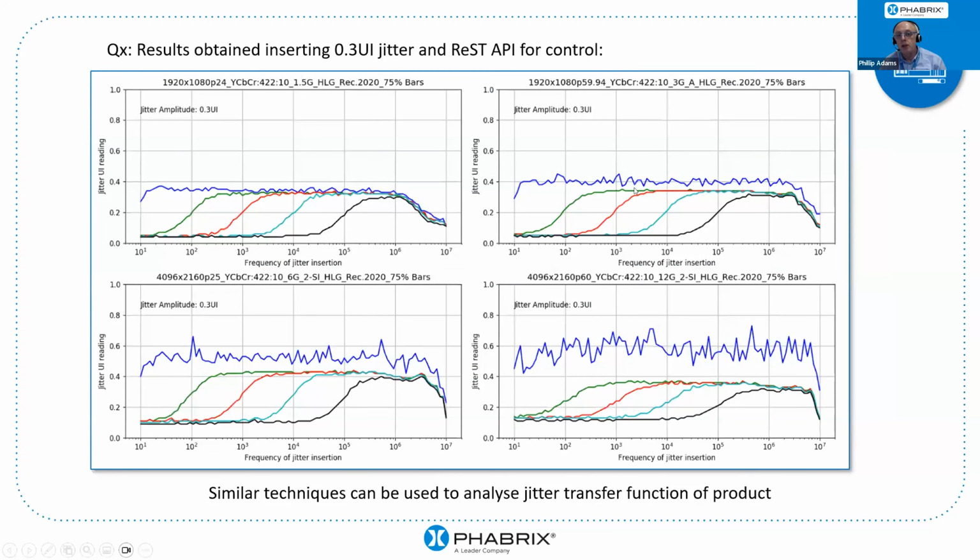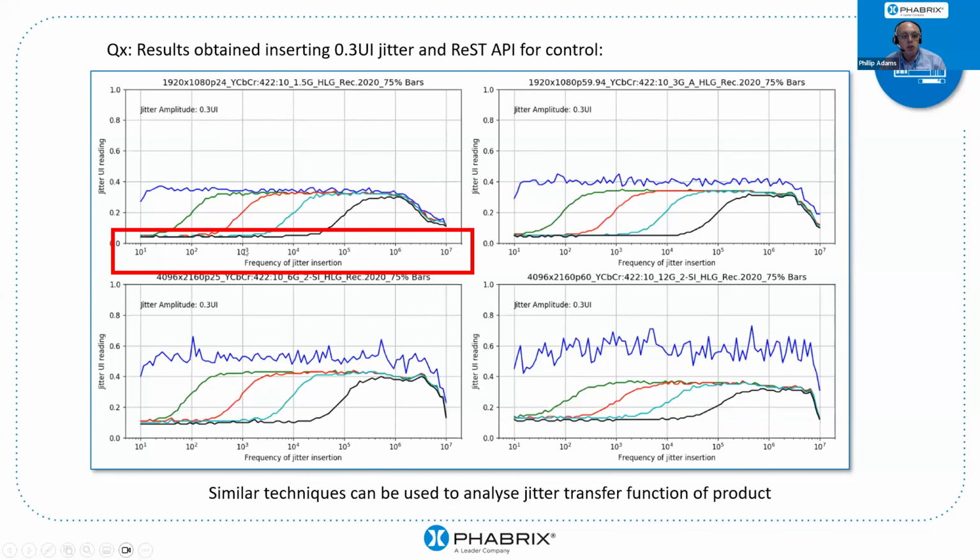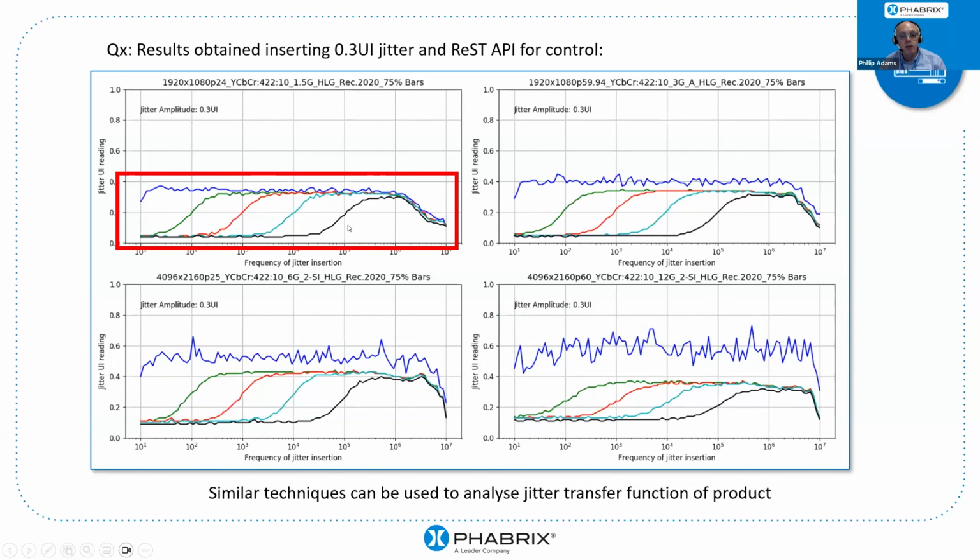This is using that tool, but using the REST API. I'm just showing you inserting 0.3 UI of jitter, and we've swept it all the way from 10 Hertz all the way up to, this is charting up to 10 megahertz. And you can see these are the different filters. You can see them coming in. So you can see how it's filtering the jitter and it's giving you readings. So this is proving to us that our products are performing correctly and to spec.